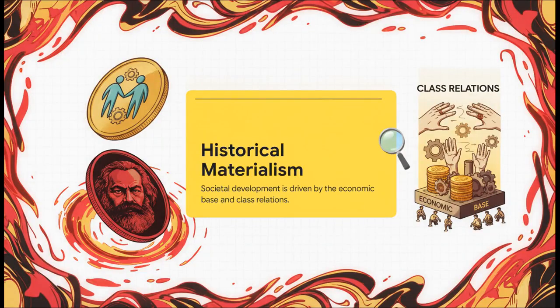But let's flip the coin over to the conflict side, where you run right into Karl Marx and his theory of historical materialism. Marx completely disagreed with the whole harmonious organic solidarity thing. He argued that the primary driver of societal development is not shared values or interdependence, it's the economic base and class relations. For Marx, the true engine of history is the struggle between those who own the resources and those who actually do the labor. It's a lens entirely focused on economic power and the massive friction it creates.